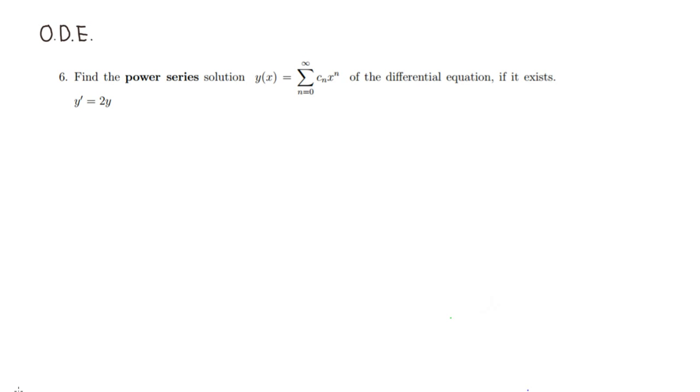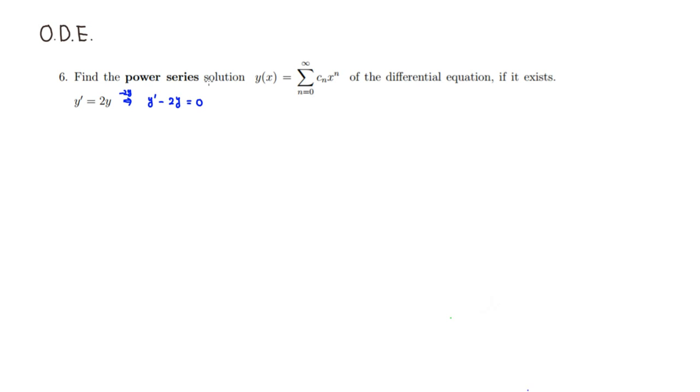Alright, let's look at ODE practice problem number 6. We want to find the power series solution of this given differential equation. First thing I would do is put everything on the left hand side, so I'm going to just subtract the 2y from both sides. So we have y prime minus 2y is equal to 0.